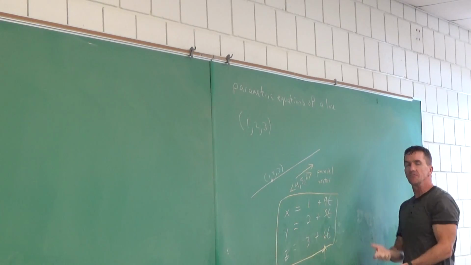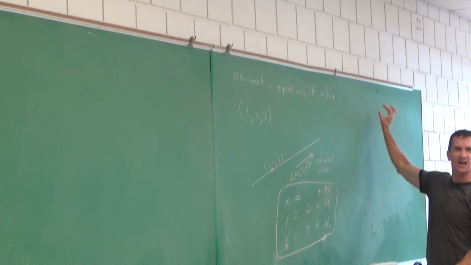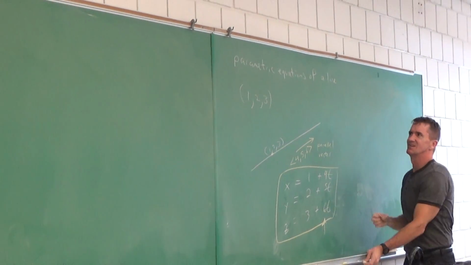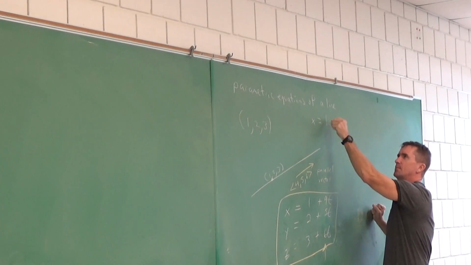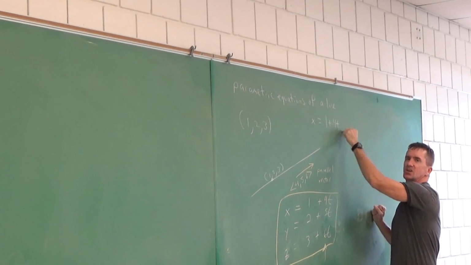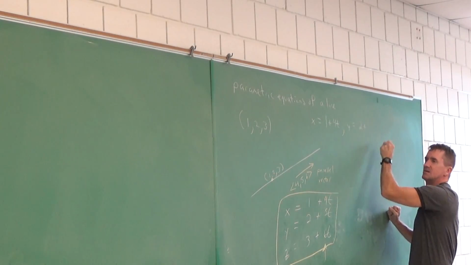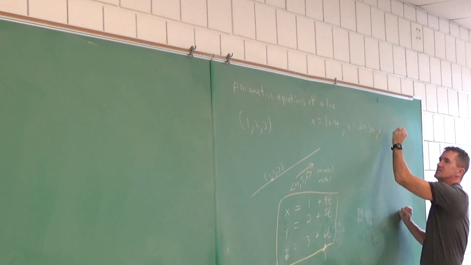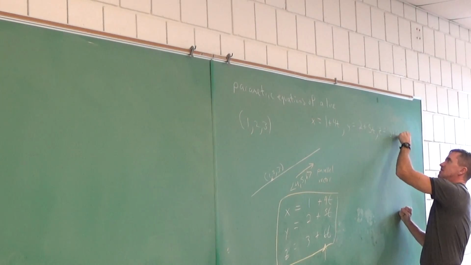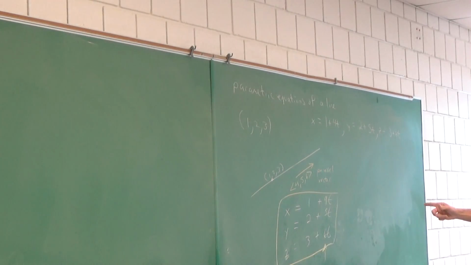Now, I wrote this vertically, right? Can you write it horizontally? Sure. What would it look like? My answer: x equals 1 plus 4t. You can put a comma. y equals 2 plus 5t. Put a comma. And z equals 3 plus 6t. I need all of this to describe that one line.